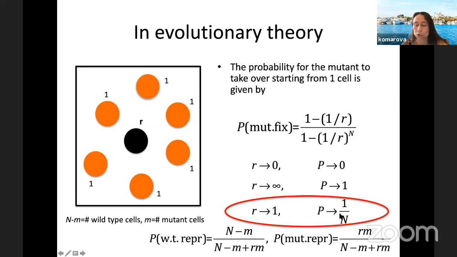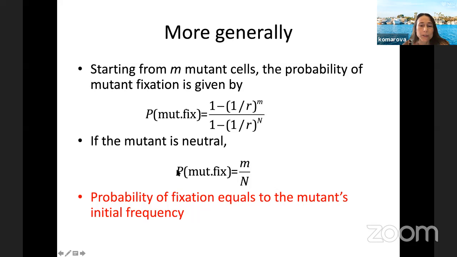In fact, this is a very general theory. The probability of mutant fixation, for neutral mutants that have the same property as normal cells, is given by how many mutants you start with divided by the total population, right? So the probability of fixation equals the mutants' initial frequency or fraction, okay? This is a signature of neutrality.